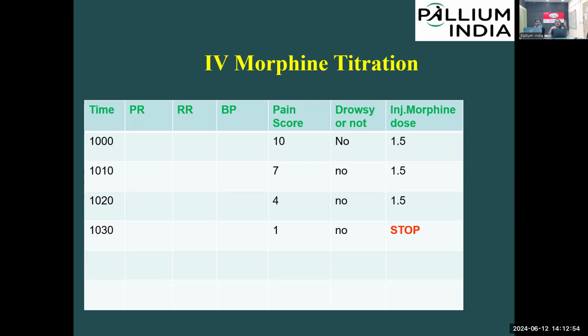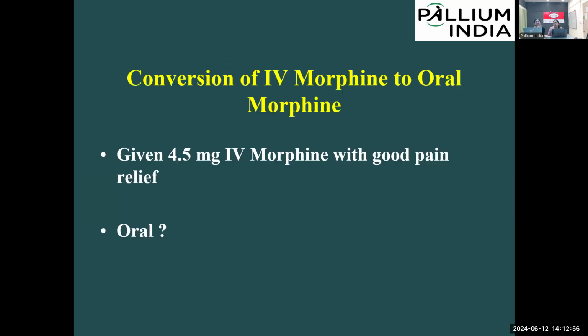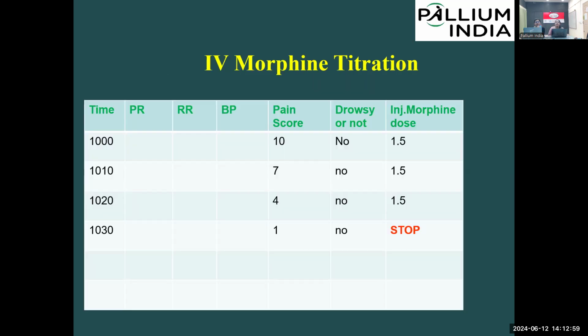Suppose this patient wants to go home. What do we do? How do we send the patient home? It is not always practical to send the patient on IV morphine. So what do we do? Yes, very right. Or even a fentanyl patch. Yeah, thank you for those responses. So yes, as you said, oral morphine could be a choice.